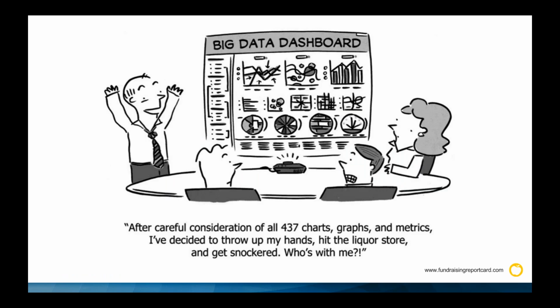And here is the end goal. Not really, but this is another fun cartoon. "After careful consideration of all 437 charts, graphs, and metrics, I've decided to throw up my hands, hit the liquor store, and get snockered." I don't know what snockered means, but I still like this cartoon. Who's with me? We don't want to end up there, right?